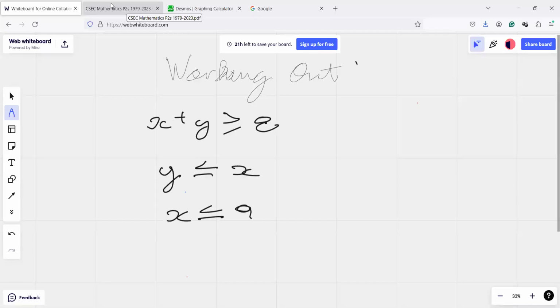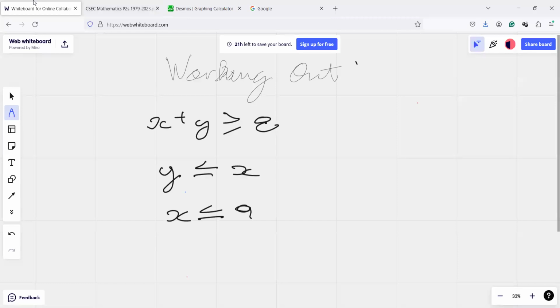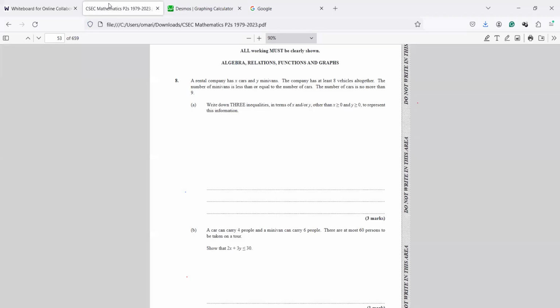X plus Y is greater than or equal to 8. That tells us that there are at least 8 vehicles in total, in agreement with what the statement says. Next, Y is less than or equal to X, so there are at maximum the same number of minivans as there are cars. So minivans must be less than or equal to the number of cars. And finally, the number of cars is no more than 9.